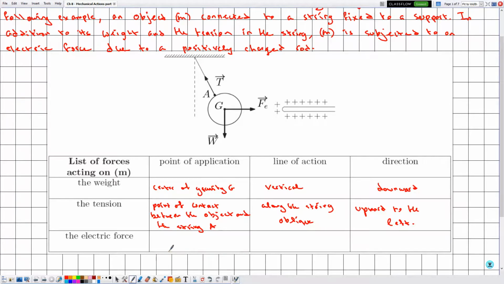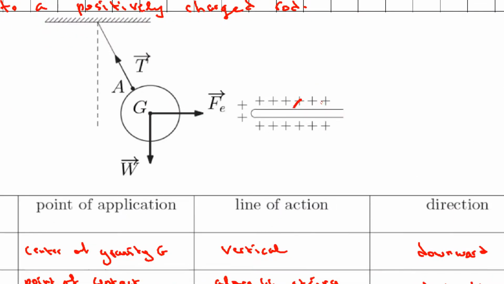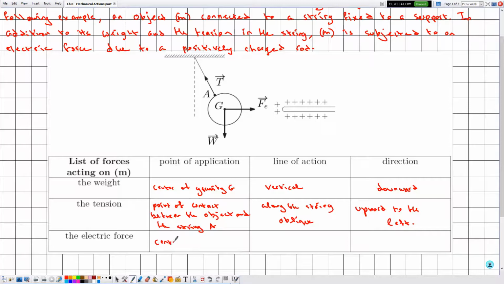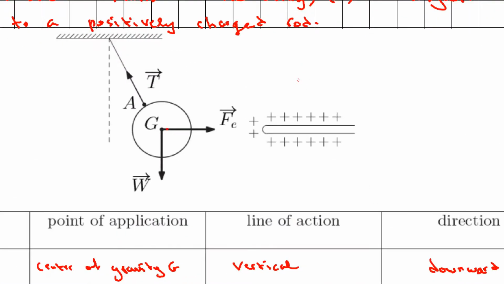Now as for the electric force, I repeat, because this force is classified as acting at a distance, the point of application is the center of gravity G. To determine the line of action and the direction, we can use the following trick. If this is the center of gravity of the rod, you connect both centers of gravity. In this case this is the line of action of the force.